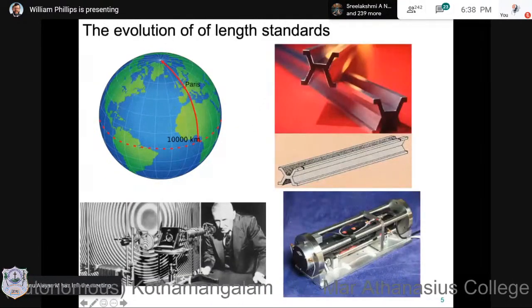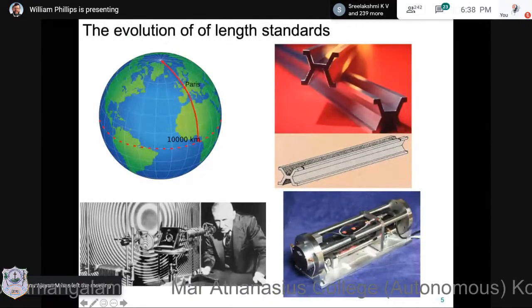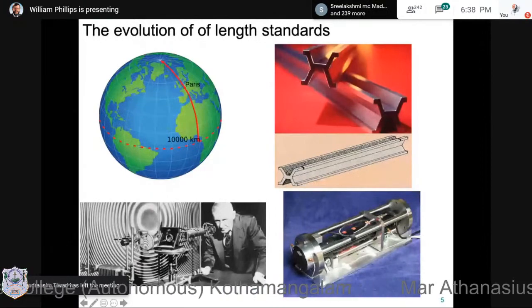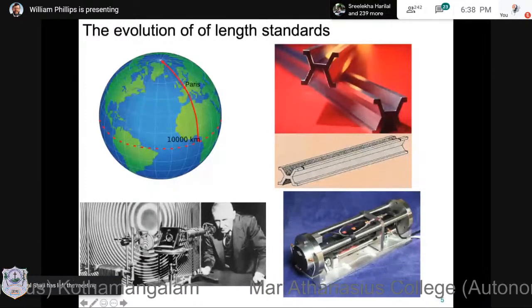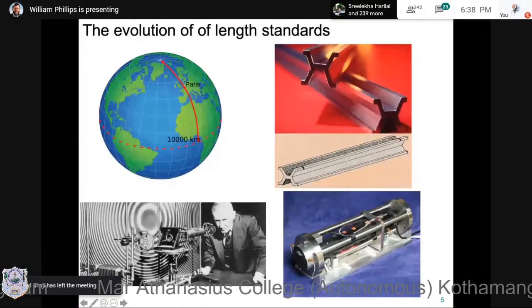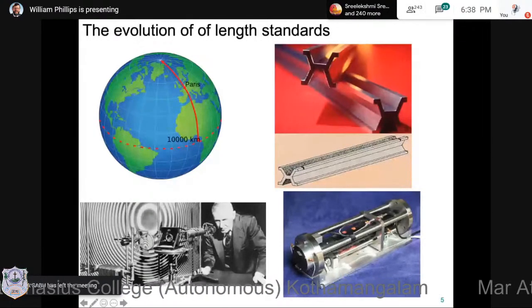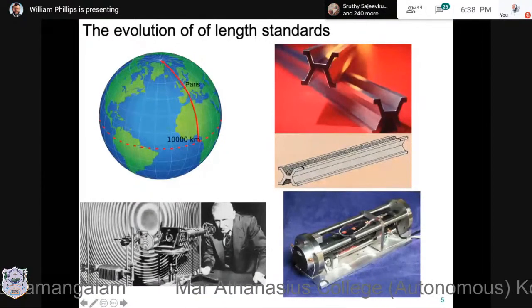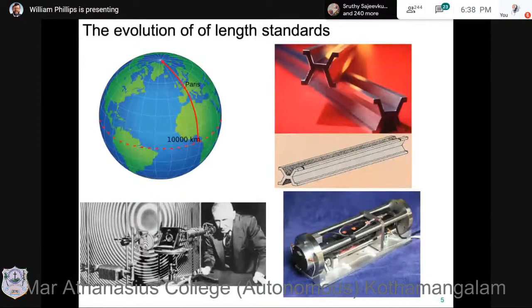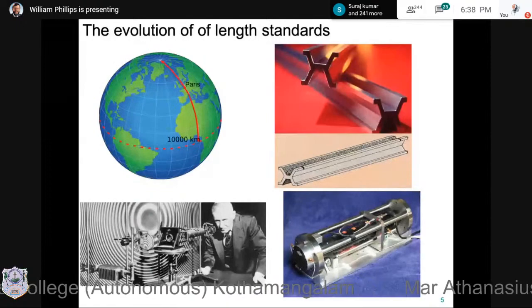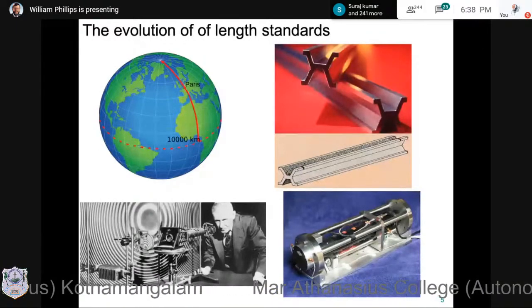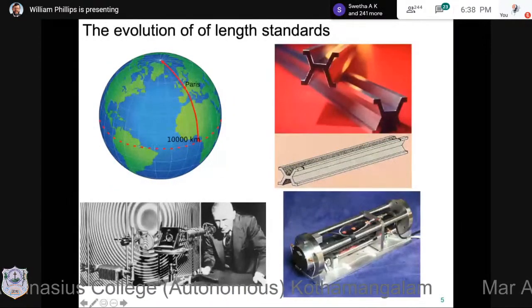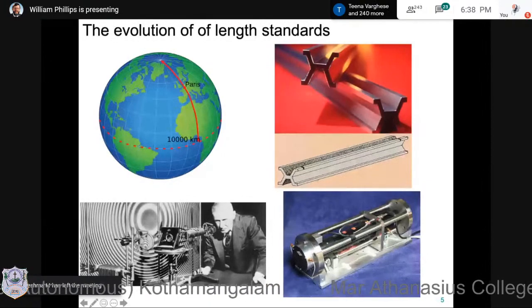But there was a problem. It wasn't easy at all to make this measurement of how far the distance was from the pole to the equator. And in fact, a much smaller segment was measured in the years around the French Revolution. And then this was extrapolated to the entire distance to produce the original definition of the meter. Unfortunately, it was so difficult to do that people decided that instead they would define the meter to be based on an artifact standard.